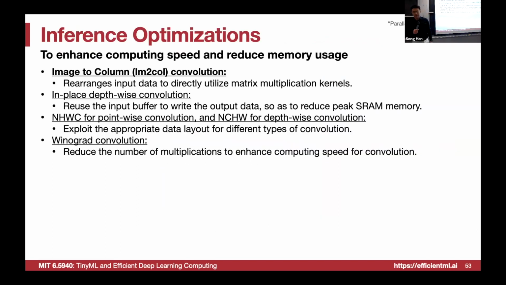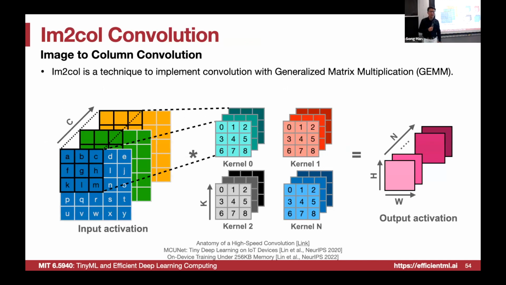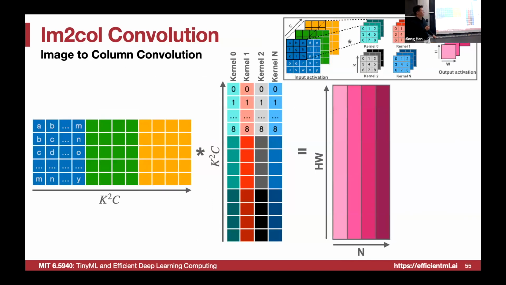All right, finally, let's talk about a few inference optimization techniques. First is image to column convolution. Like we mentioned, matrix multiplication is very well optimized. So can we do convolution using matrix multiplication kernels? Actually, we can definitely do that.